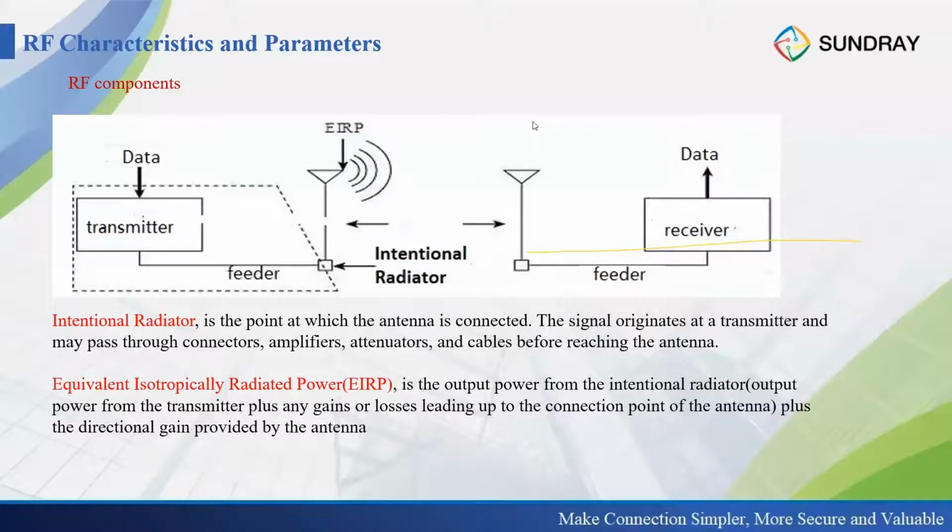We have the intentional radiator. Where's the intentional radiator? The intentional radiator is the point at which the antenna is connected. So you just be careful. This point is not the point on the AP. It's not the connector on the AP. It is the point which connects the antenna. This includes the feeder. The feeder is connected to the AP, and our antenna is connected to the feeder. So the point the antenna is connected, we call the intentional radiator.